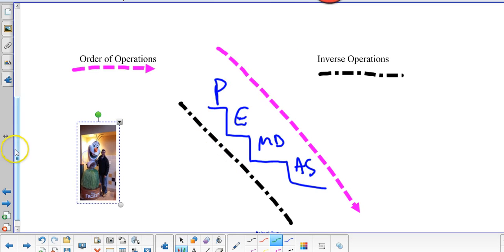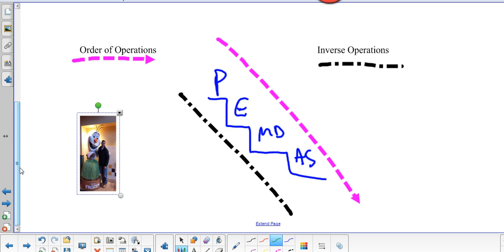Okay. So I want you to imagine me and Olaf trying to figure out, or is he Sven? Which guy's Sven and which guy's Olaf? I don't know. One guy's a reindeer and one guy's a snowman with a big nose.